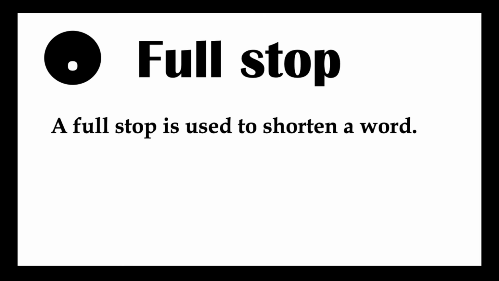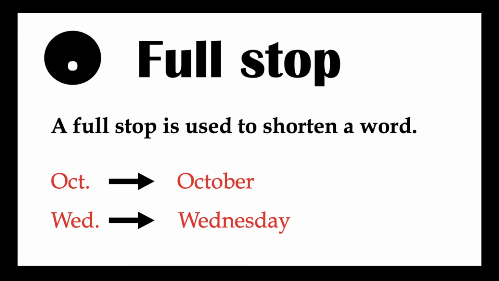A full stop is used to shorten a word. For example, Oct. stands for October. We would put the full stop at the end of the shortened word. Wed. stands for Wednesday. The full stop would come at the end of the shortened version of Wednesday.